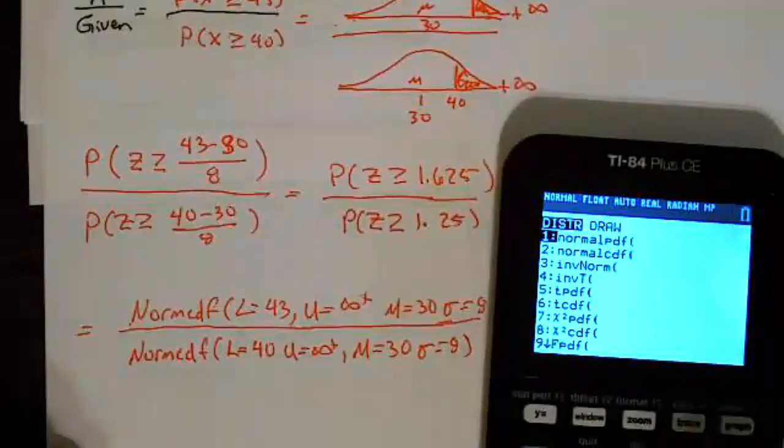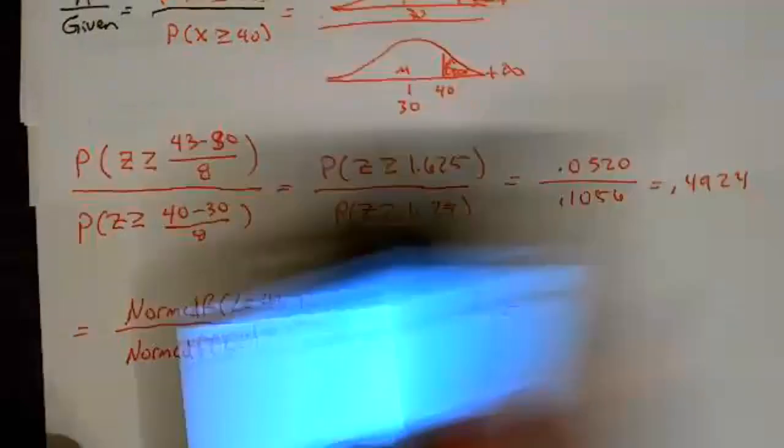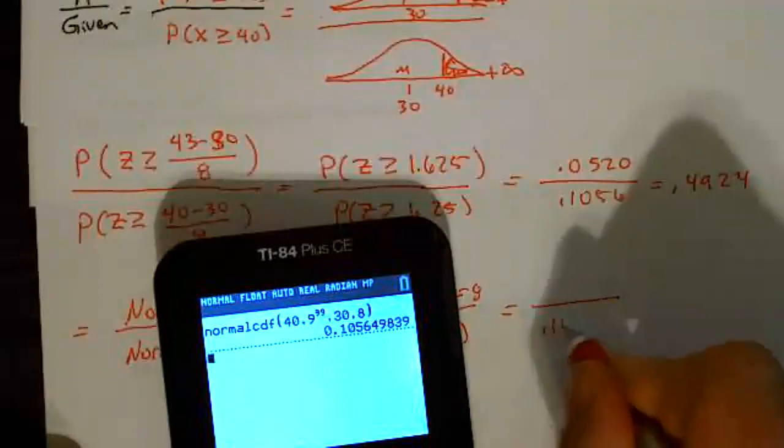So second vars, norm CDF, lower. We'll do the bottom one first. 40. Oops. 40. Upper 9.99. Mean 30. Standard deviation 8. 0.1056. Hey, that's exactly what we got.